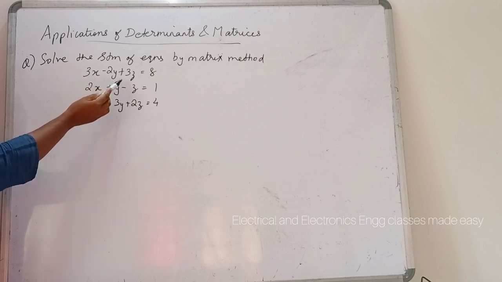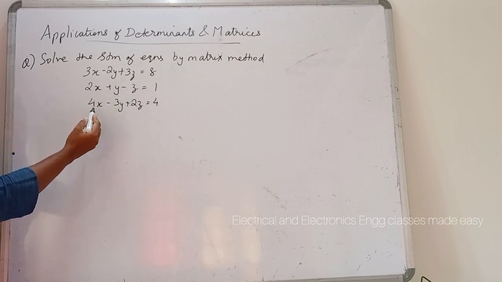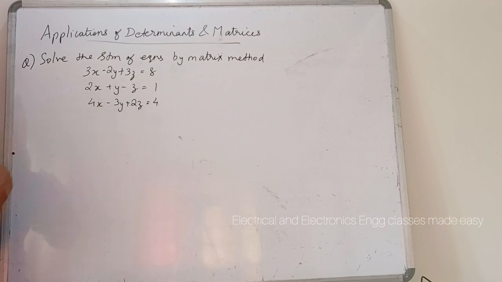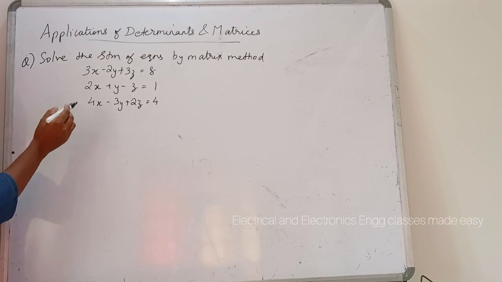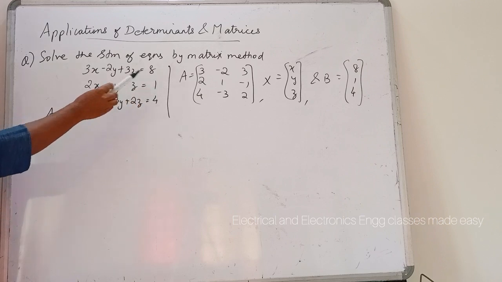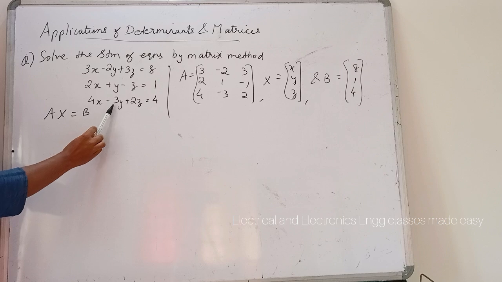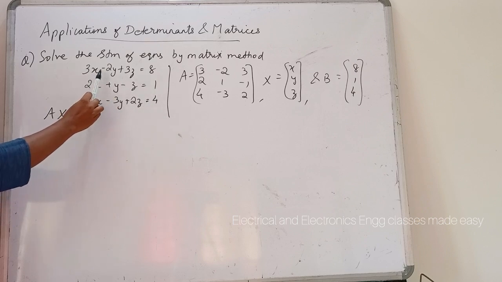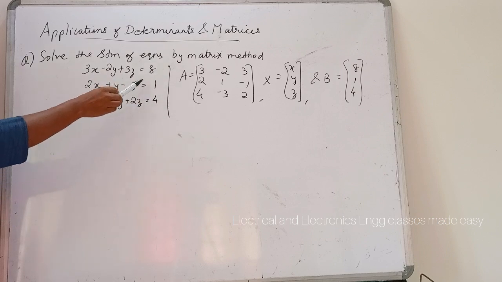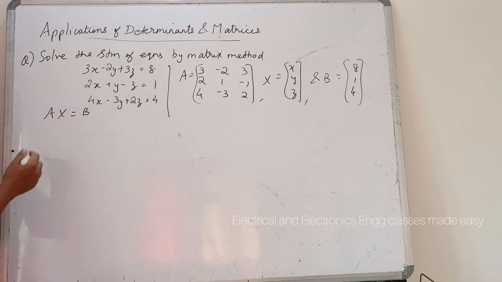3x minus 2y plus 3z equal to 8. 2x plus y minus z equal to 1. 4x minus 3y plus 2z equal to 4. So this can be written in the form Ax is equal to B, where A is equal to the matrix 3, minus 2, 3, 2, 1, minus 1, 4, minus 3, 2, and x is equal to x, y, z, the unknown values. Then B is equal to 8, 1, 4.